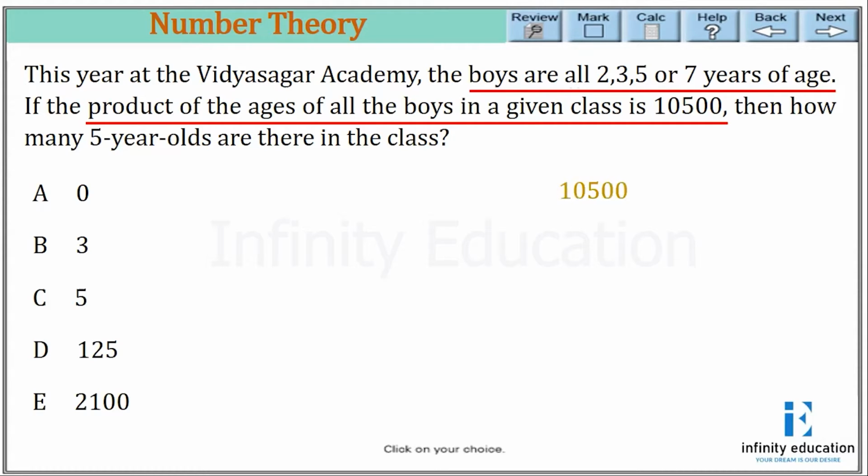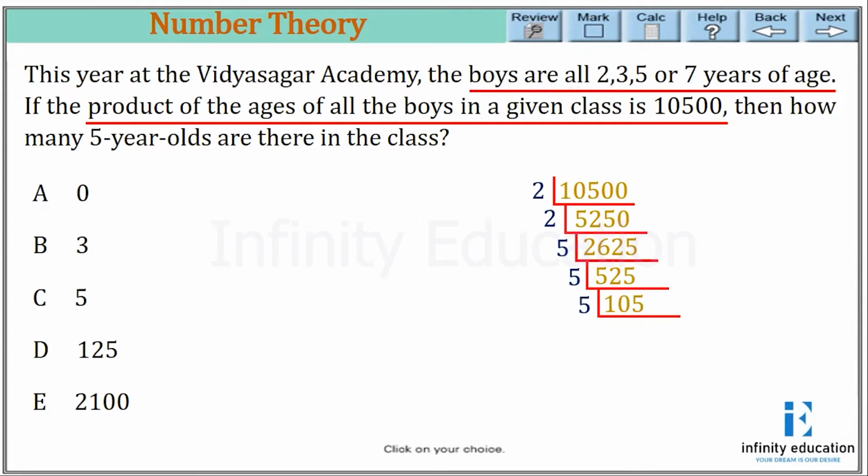So 10,500 is divisible by 2. 10,500 divided by 2 is 5,250. Again 5,250 is divisible by 2, so the quotient is 2,625. 2,625 is divisible by 5, so it is 525. Again it is divisible by 5, 105. Again divisible by 5, 21. Now it is divisible by 3, so the leftover is 7.